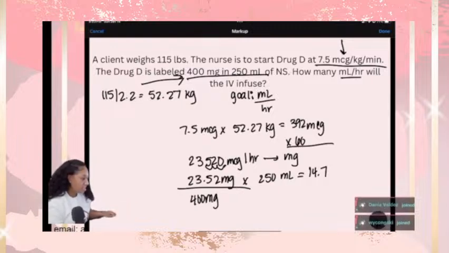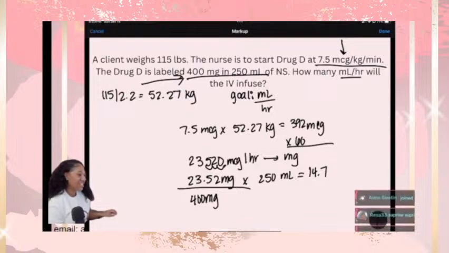Let's see. Somebody said, "Oh." I'm lost. I just don't understand the dimensional analysis setup. Well, come here. Come here. We do this a lot.